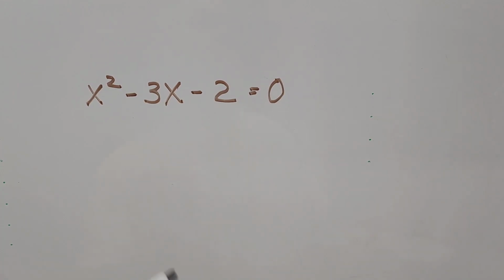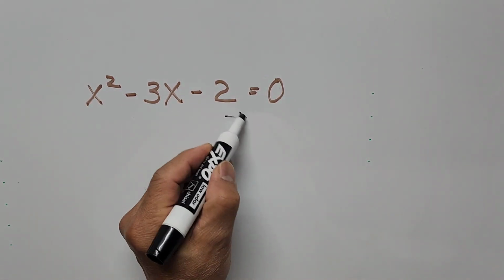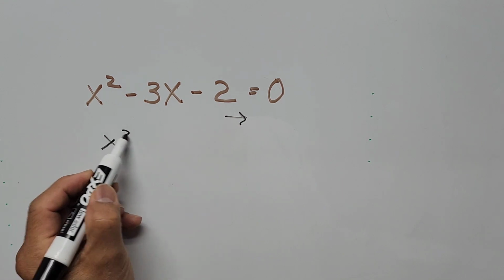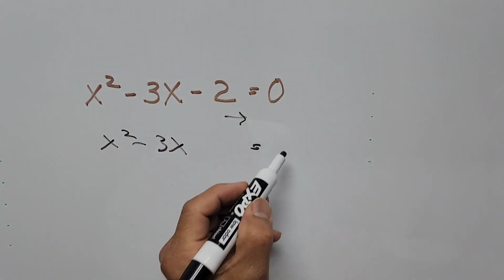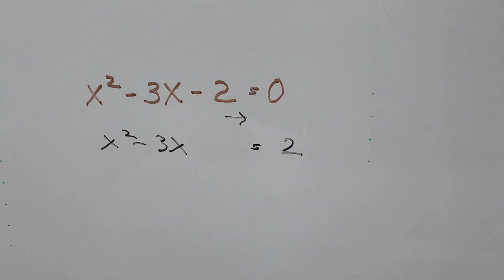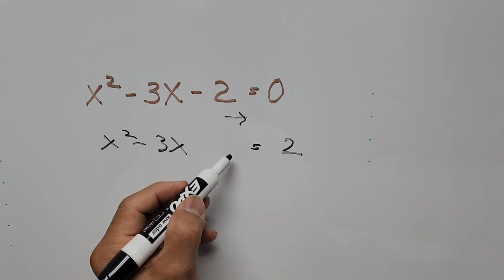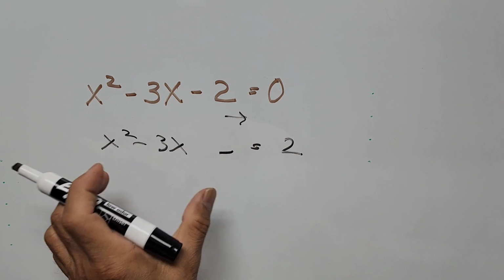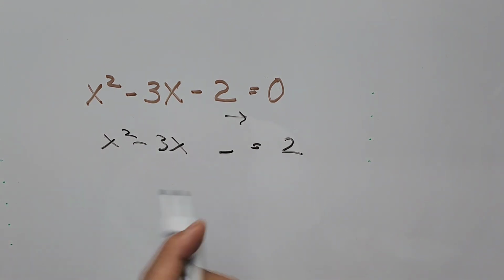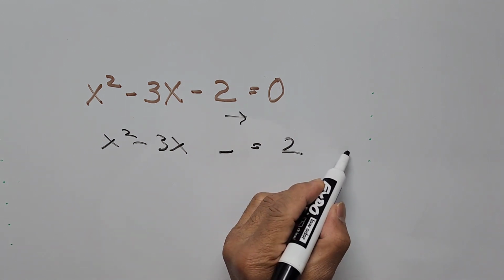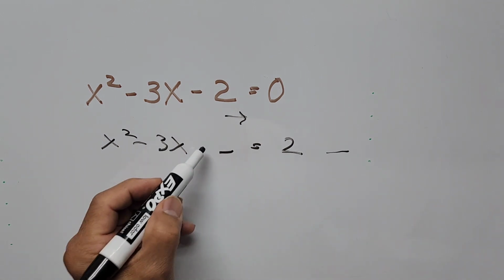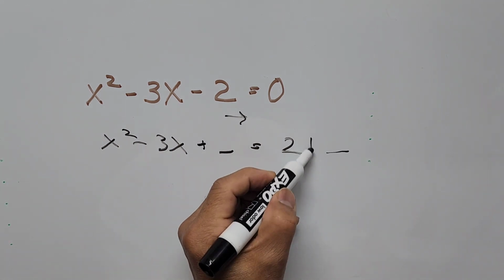As a first step, we move the constant to the right. So we have now x squared minus 3x equals negative, becomes positive 2. Here we need to find the third term on the left-hand side of the equation to make this a perfect square. What we do on the left, we should do on the right also. So we have that blank right there.